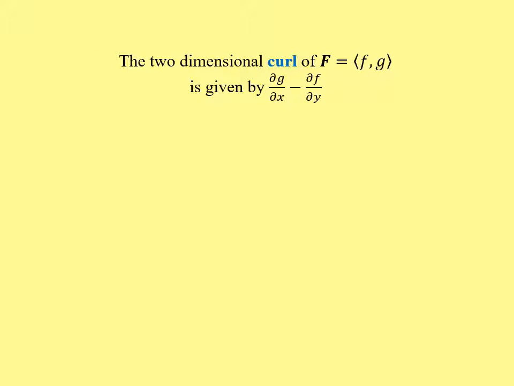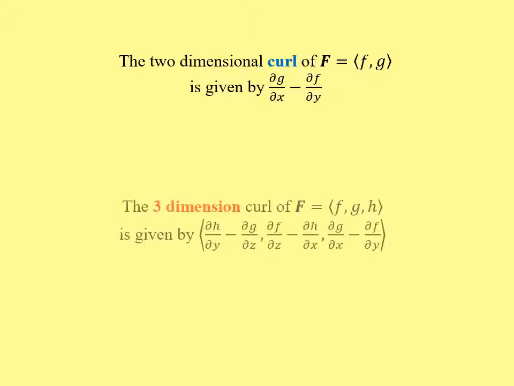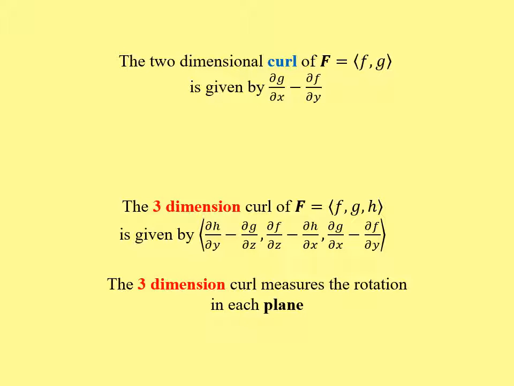Now, we've worked with the quantity also given by the partial of g with respect to x minus the partial of f with respect to y when we were doing Green's theorem. And the three-dimensional version of that is a little bit more complicated. Now, I don't know if you recognize the pattern of partial derivatives here, but we'll be taking a look at that here in just a moment. Now, this measures the rotation of a vector field.